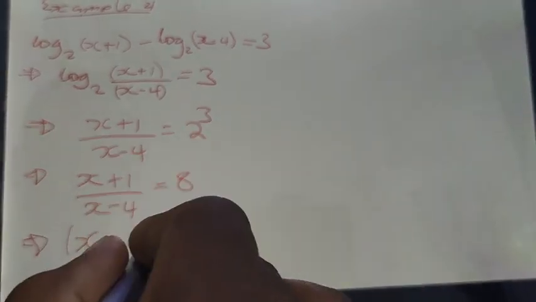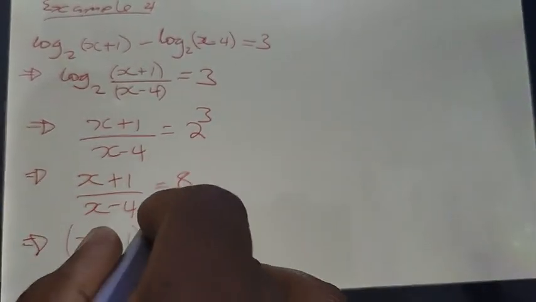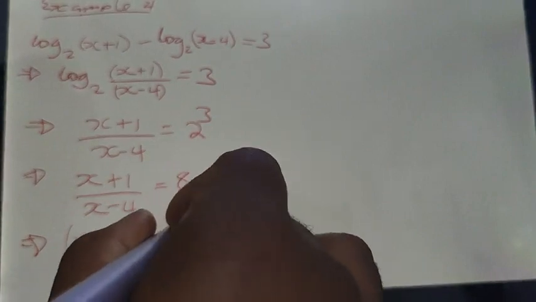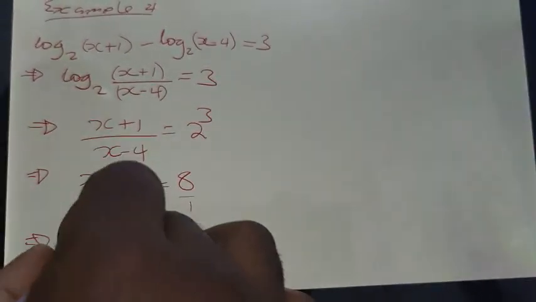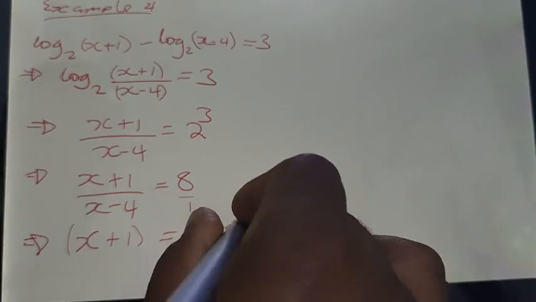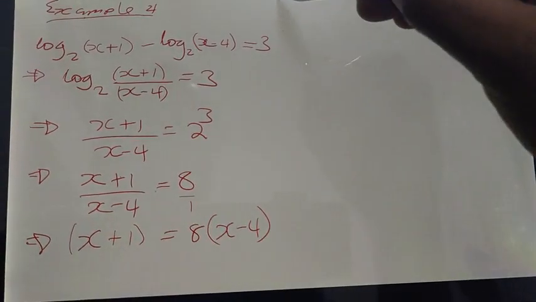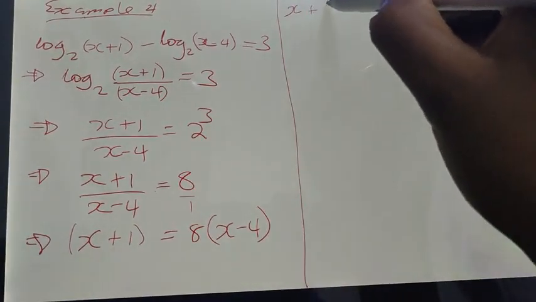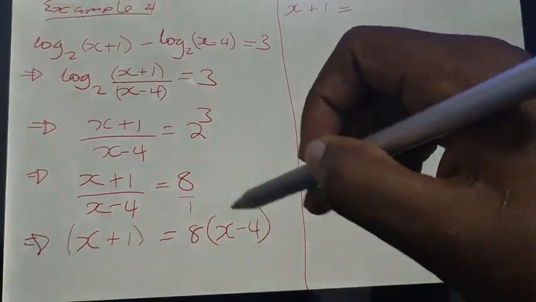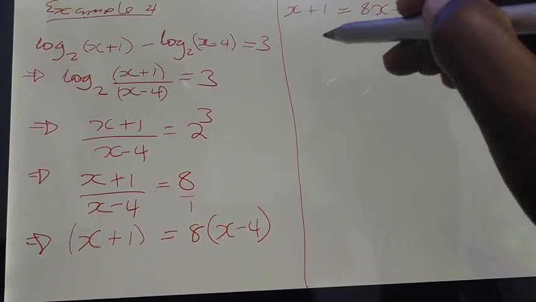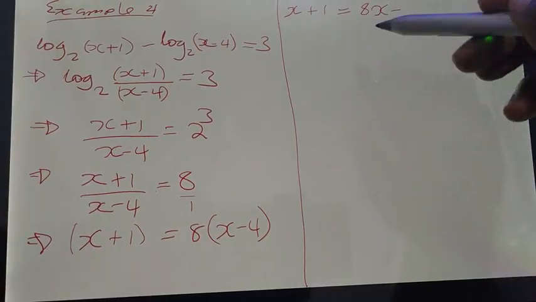We have to take this one to that side, so we cross multiply here, base over 1, cross multiplication. So you're going to have this one, x plus 1, that one will be 8, x minus 4. Then this will be equal to x plus 1 is equal to, if we expand that one, 8x minus 8 times 4, that's 32.